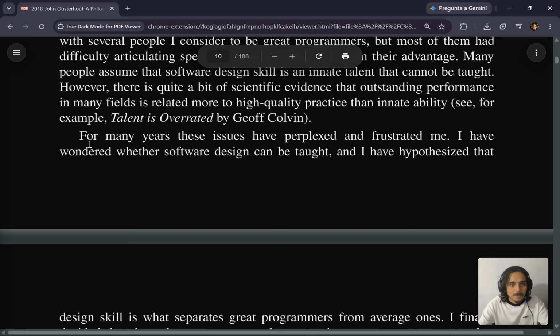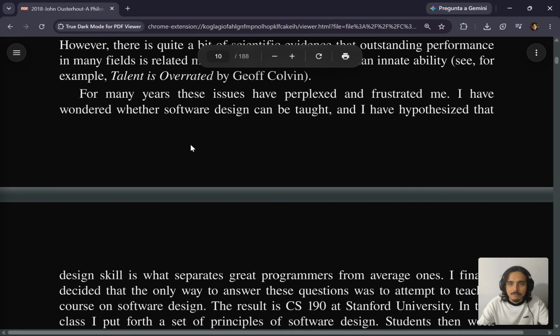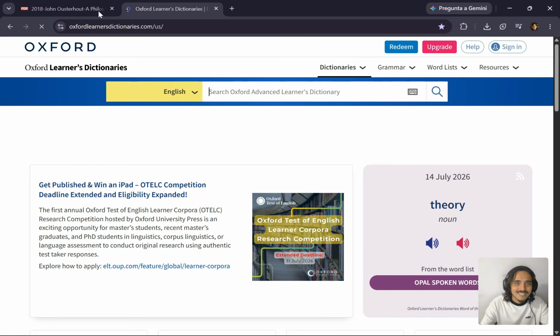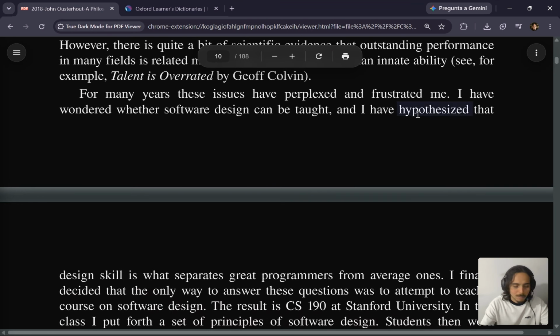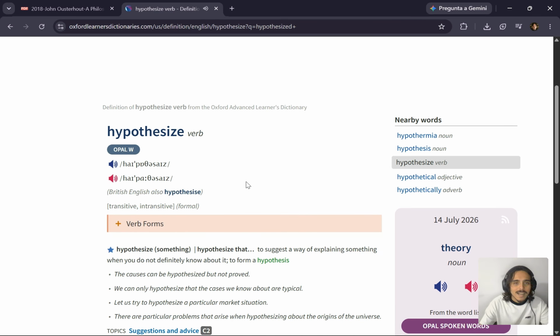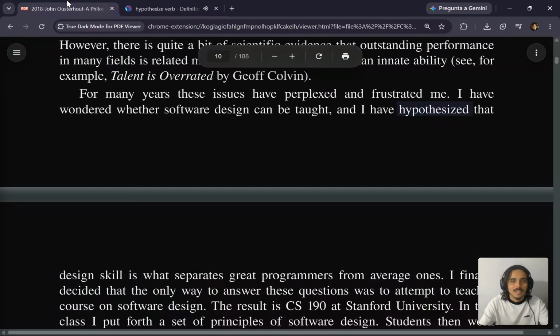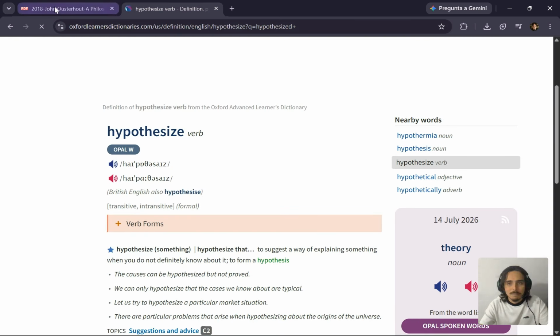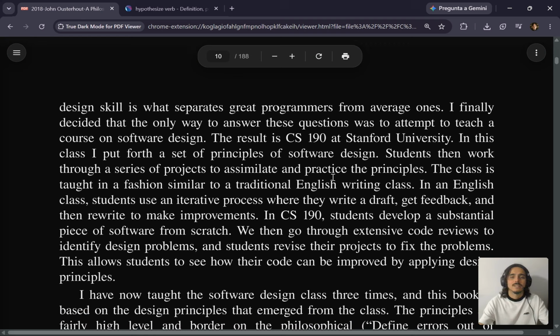So, for many years, these issues have perplexed and frustrated me. I have wondered where software design can be taught, and I have hypothesized that design skill is what separates great programmers from average ones.